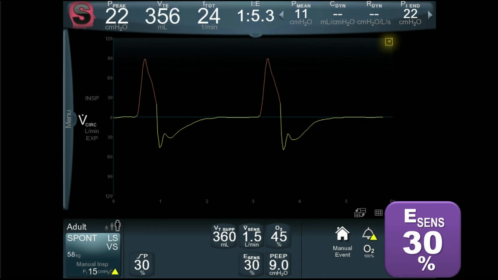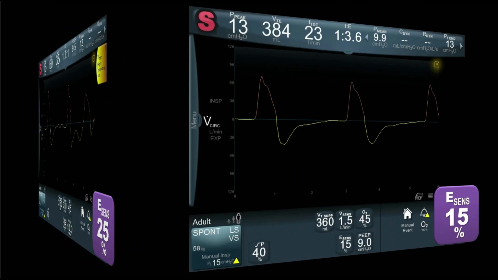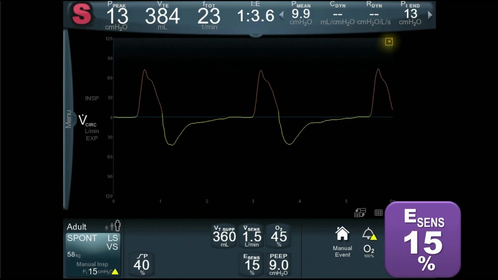This is a patient with a horrible wibbly wobbly waveform who was on an expiratory sensitivity of 30%. Well, the thing to do here is to reduce the expiratory sensitivity. It's down to 25% and it looks even worse. So let's go down lower. Let's drop all the way down to 15%. And this looks pretty good. It doesn't look perfect, but it looks pretty good. And this patient is now not dragging gas out of the tubing when there is very little flow going on in the circuit, just the flow by.